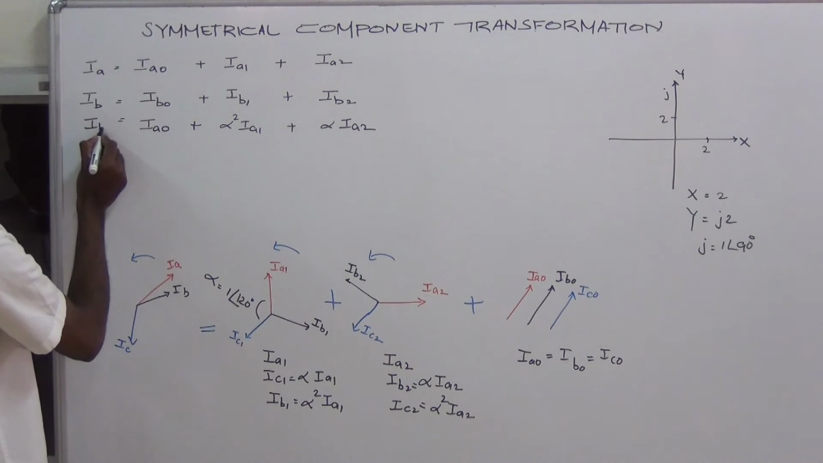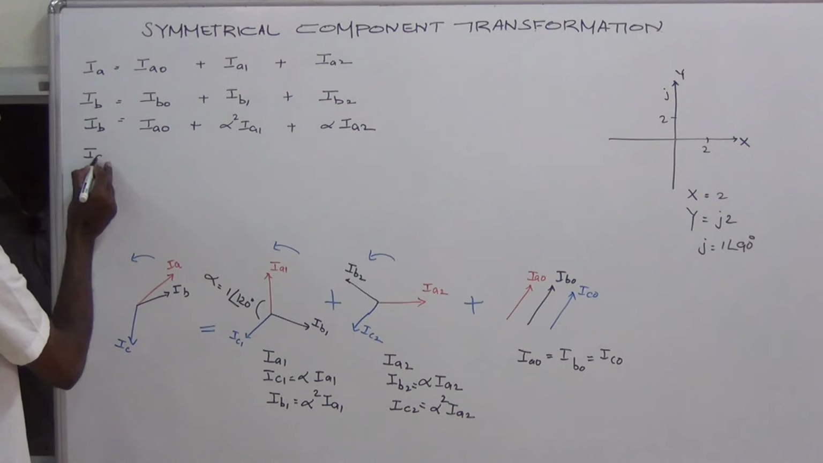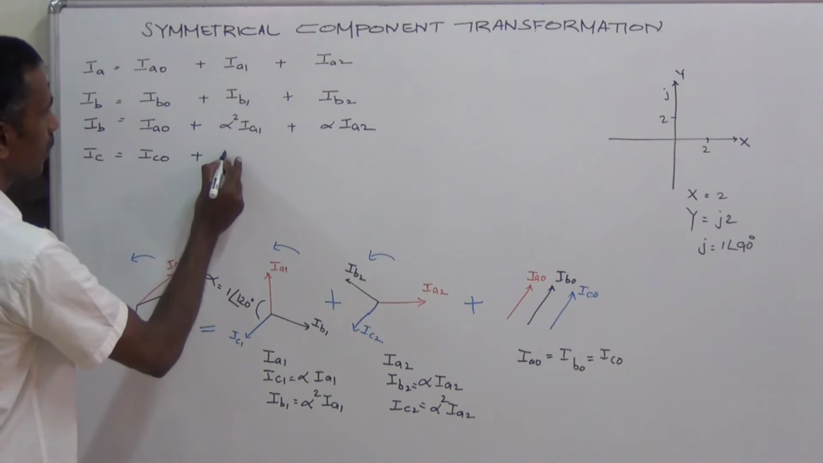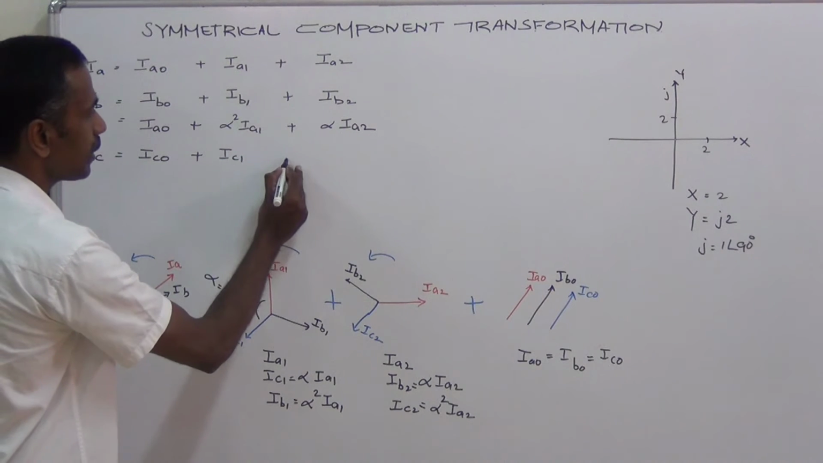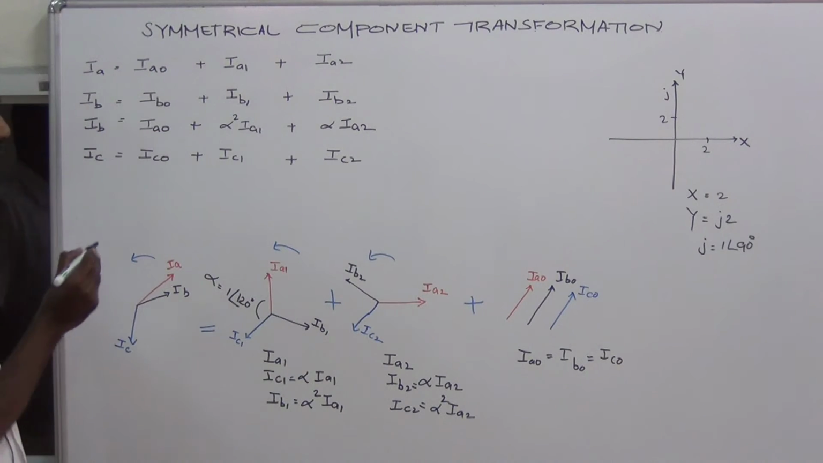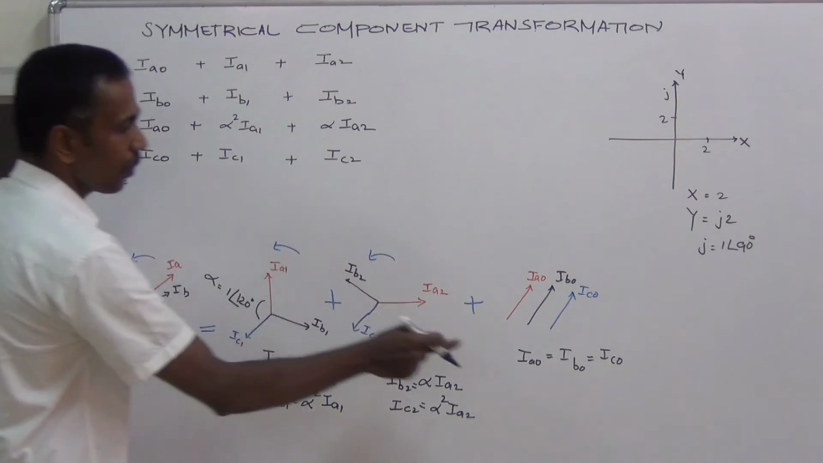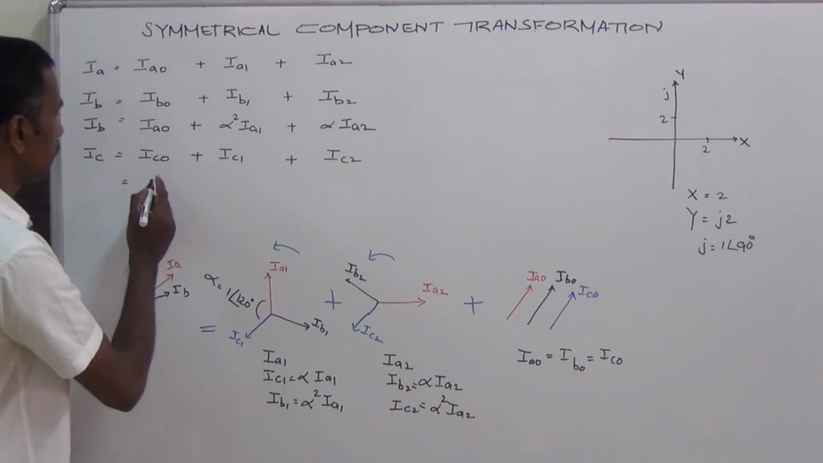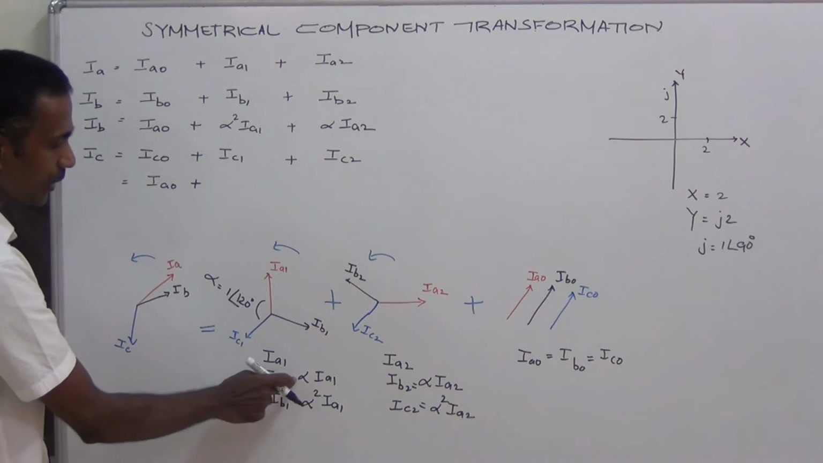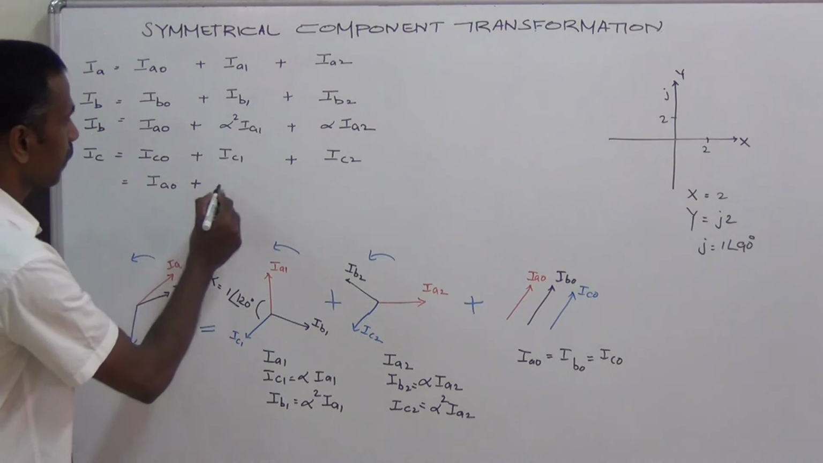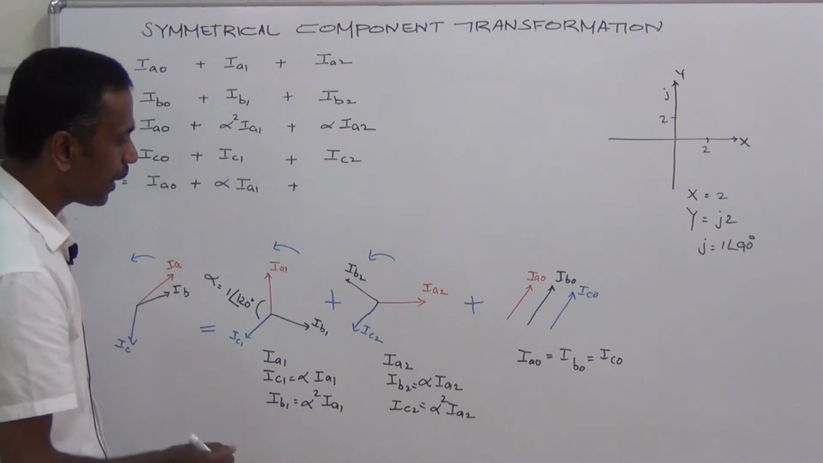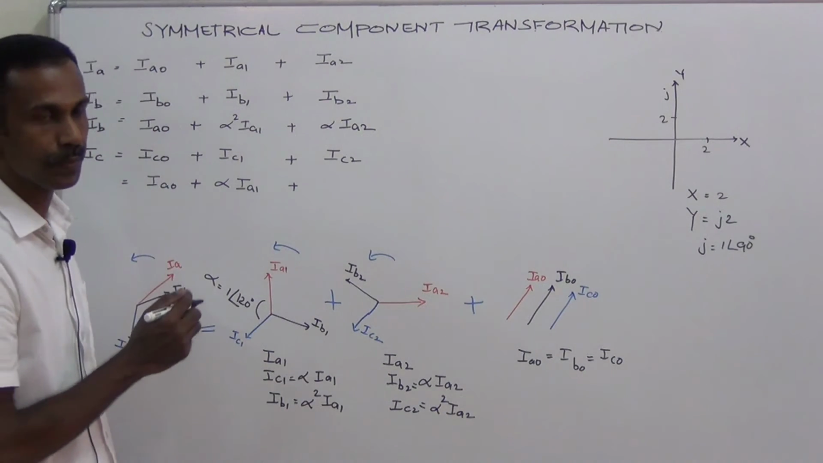So this is our IB. And IC equals zero sequence current plus positive sequence current plus negative sequence current. IC0 is the same as IA0, plus IC1 equals alpha into IA1, plus IC2 equals alpha square into IA2.